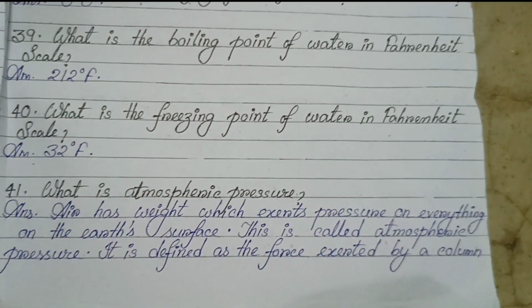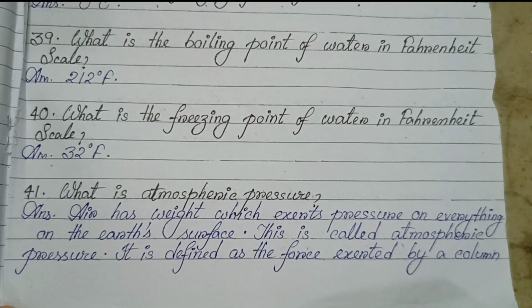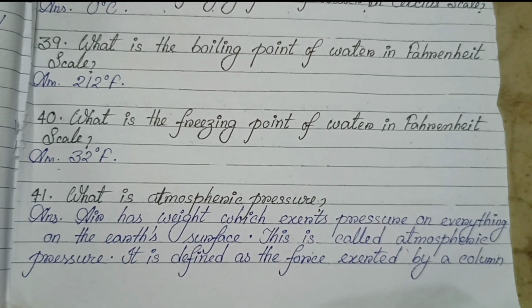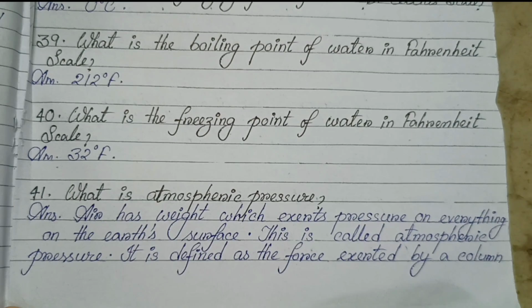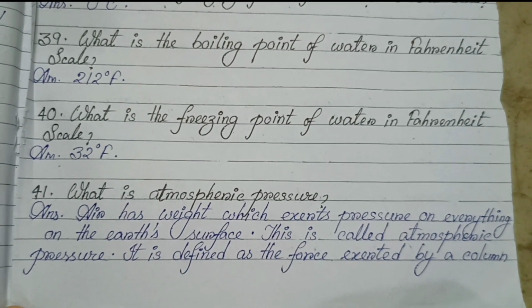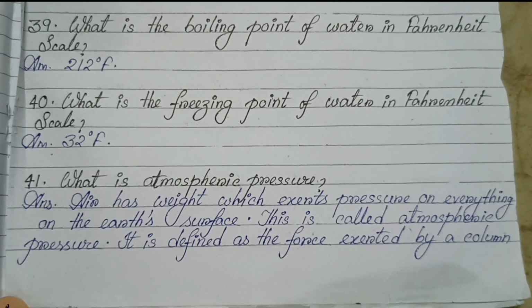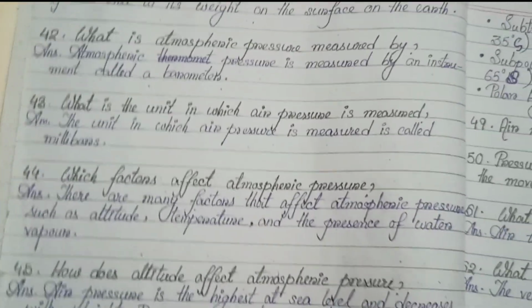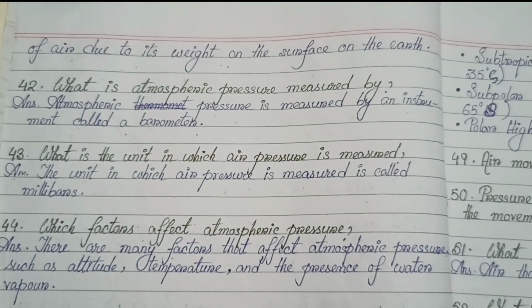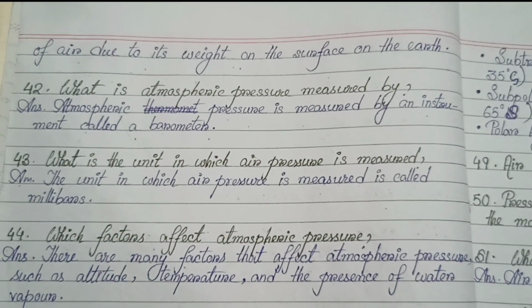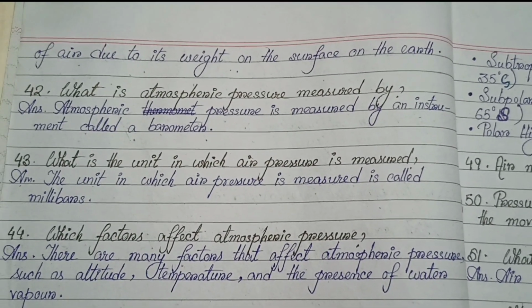41. What is atmospheric pressure? Air has weight which exerts pressure on everything on the Earth's surface. This is called atmospheric pressure. It is defined as the force exerted by a column of air due to its weight on the surface of the earth.